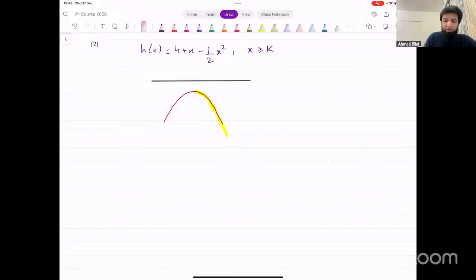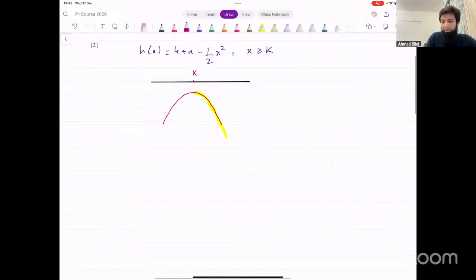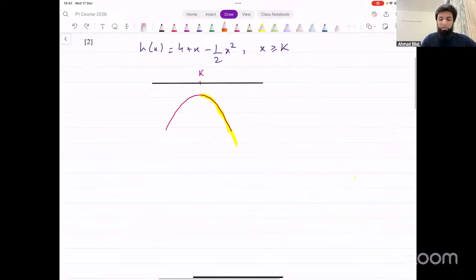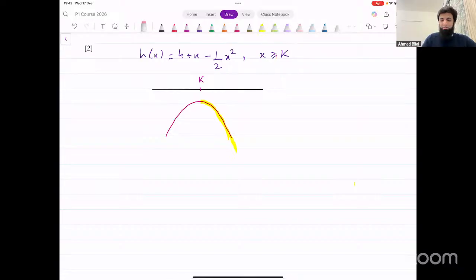So k can go as far back as the turning point, and still everything to the right of it will be 1 to 1. But if we go even slightly further to the left, it will not remain 1 to 1. So what's the smallest value of k going to be then? Whatever is the x coordinate of this turning point.